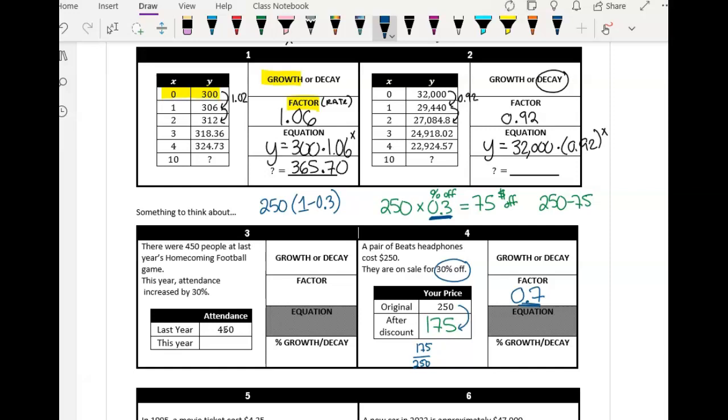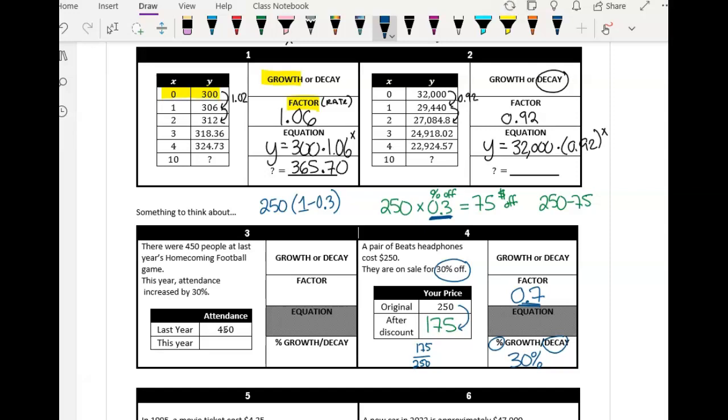Okay? And this, we're not going to worry about an equation. All right, but notice that this was a percent decay. It was a 30% decrease in our price. It wasn't a 70%, right? It doesn't look like that factor anymore. So we're starting to see that the rate or the factor does not equate itself to the percent growth or percent of decay.